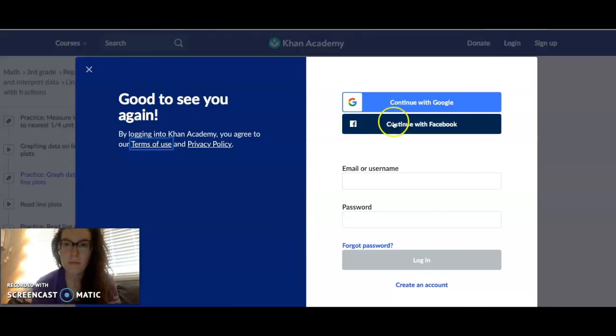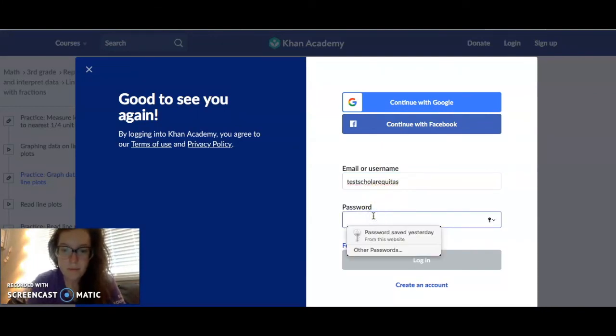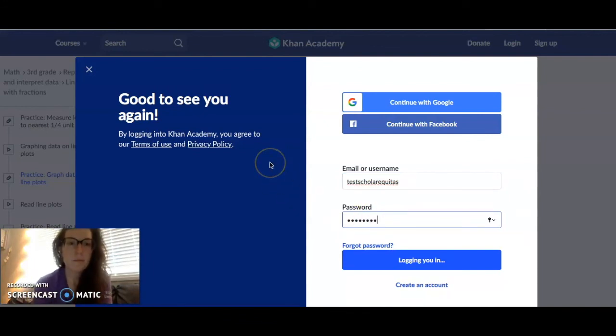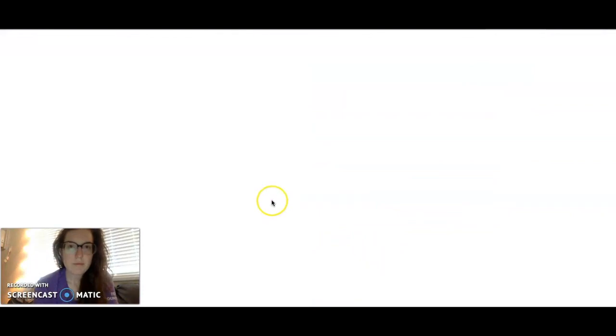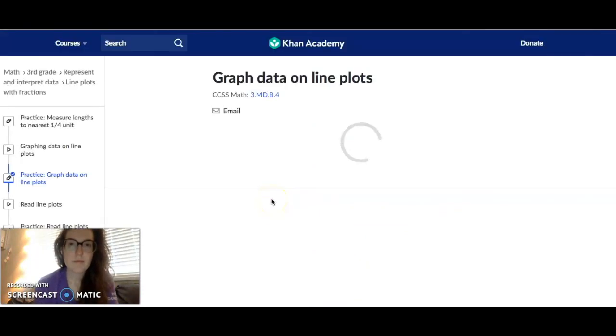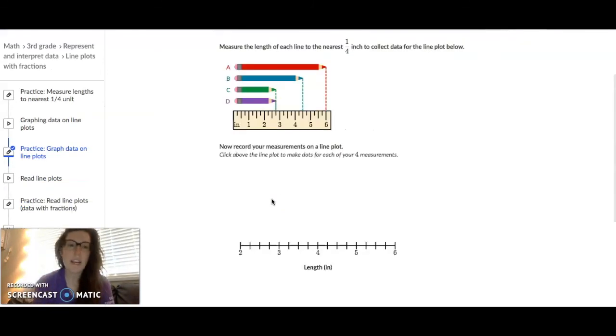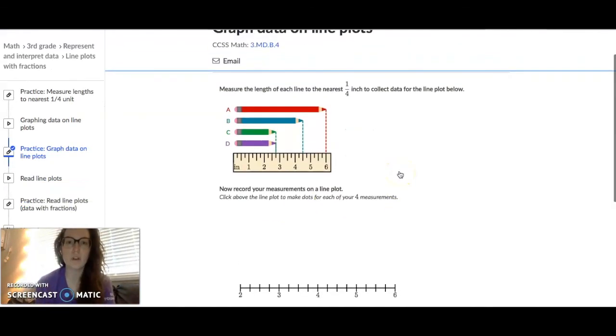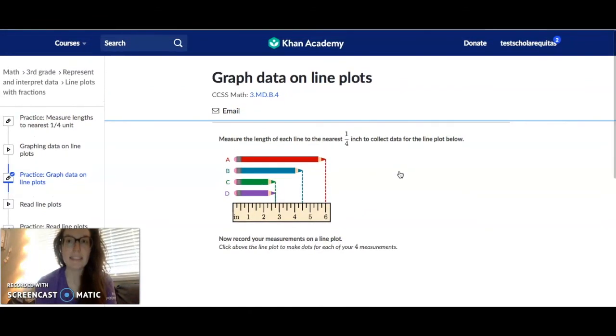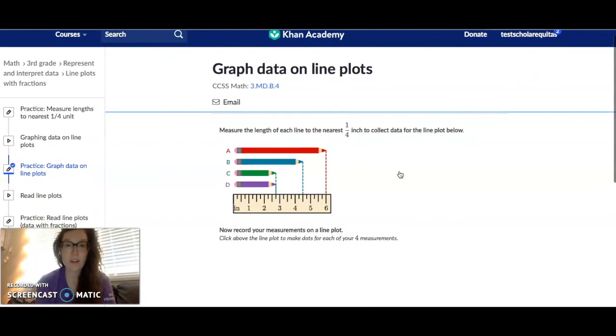So we're going to log in as a scholar. And the reason it's really important that you log in is because your teacher cannot see that you have completed it if you don't log in. So again, please make sure that you log in. Otherwise, we're not going to know that you're done.